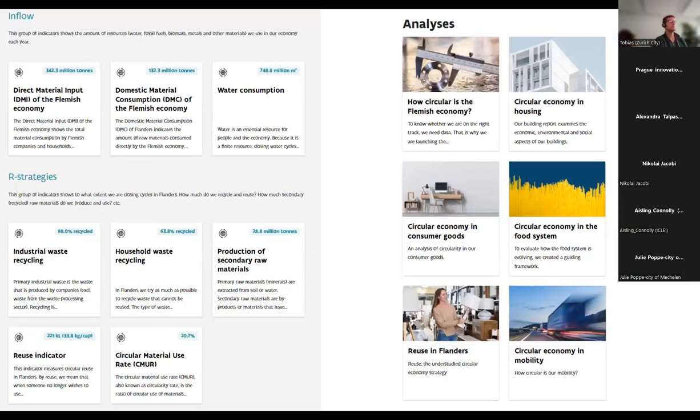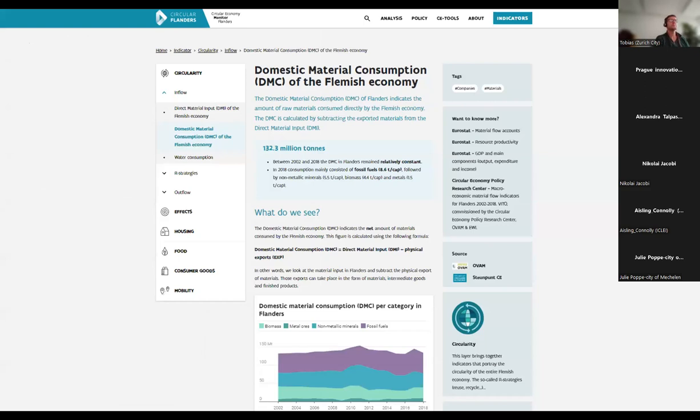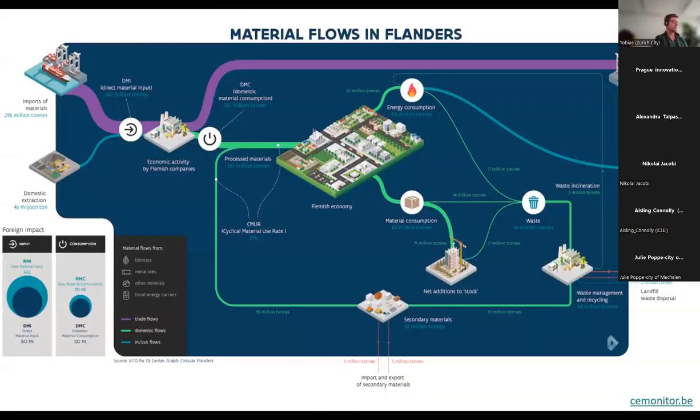You can find a collection of indicators. We have about 140 in total. We have a number of analysis pieces where you can discover how we have been interpreting our numbers for Flanders and elaborate a bit more on how we see this circular economy transition. For each indicator, there is an info sheet telling about the source of the data, the interpretation, the trends, and so on. I'm not going to go in detail. You can go to the website and click on the topics you like. What I will do is tell a bit more about the methodology behind it.